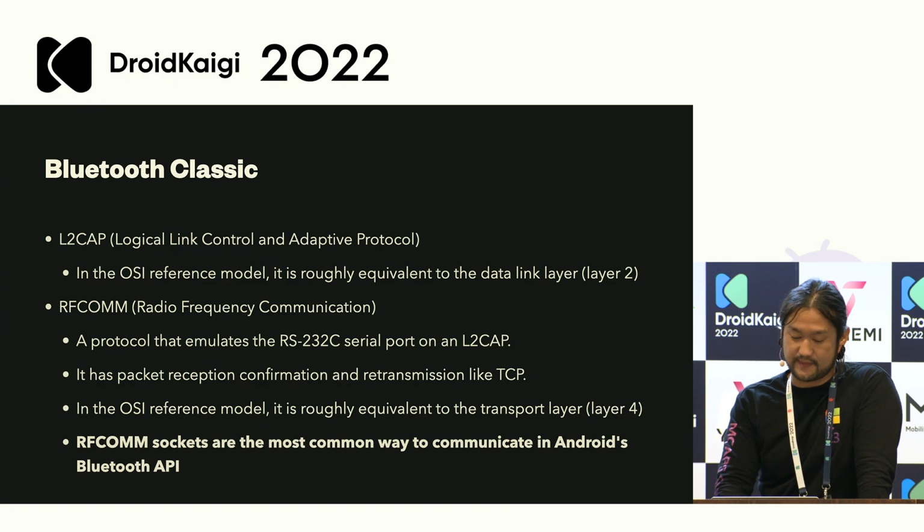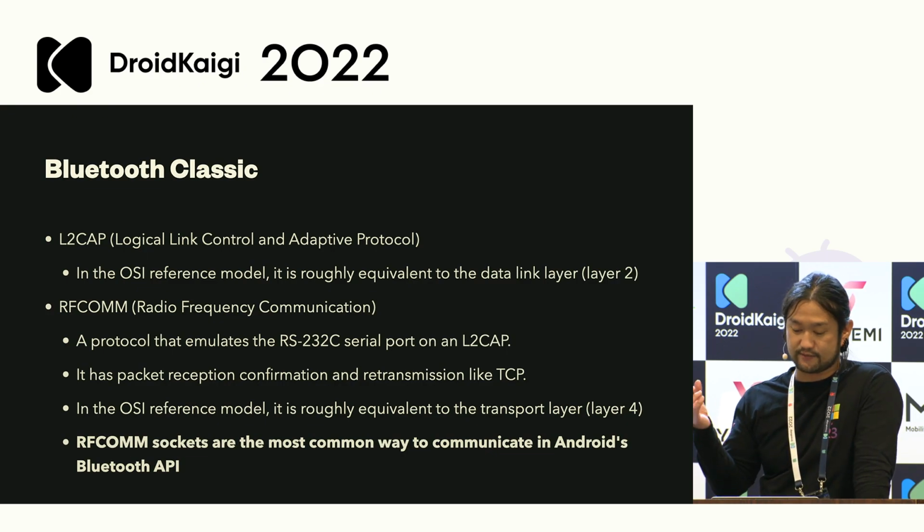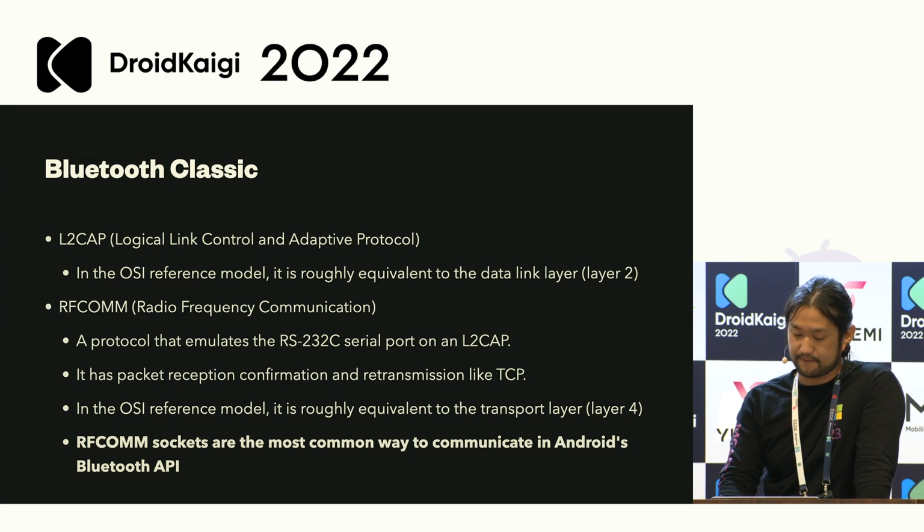What I will talk about is L2CAP and RFCOMM. L2CAP is a layer like the data link layer in the OSI reference model. Then on top of that, RFCOMM was defined, which has a TCP-like retransmission functionality. Why do I talk about that? Because this is used extensively in the Android Bluetooth API for sending and receiving general messages.